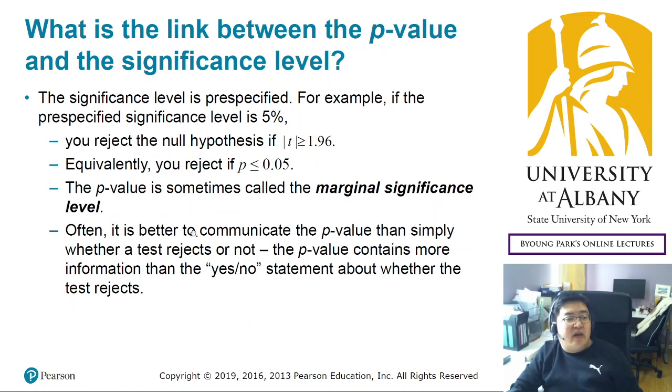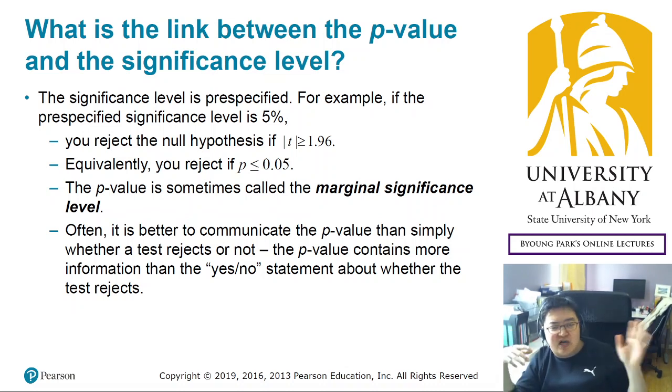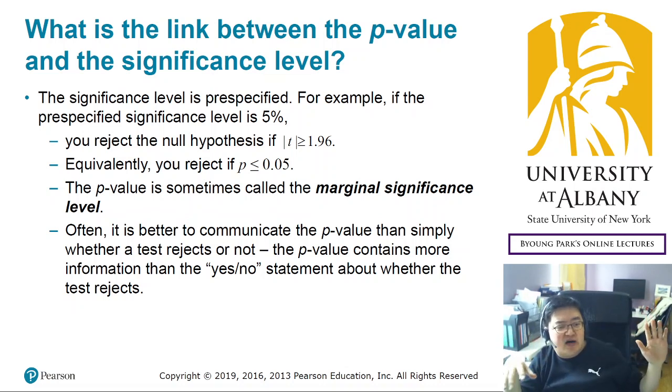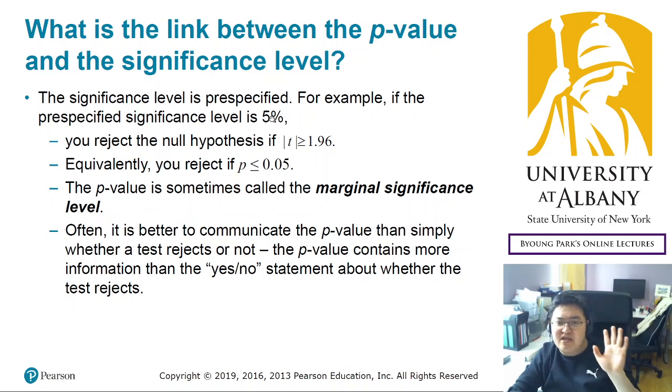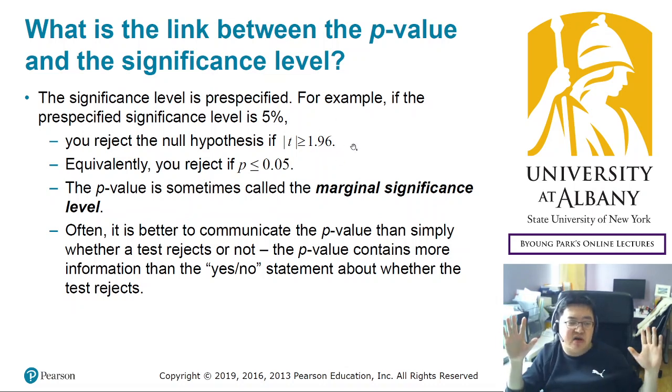And then what is the link between the p-value and the significance level? There are many, and you may choose the significance level. Typical choices are 1%, 5%, or 10%. Among them, 5% is kind of the standard, and we usually relate 5% to 1.96 based on the standard normal distribution information.